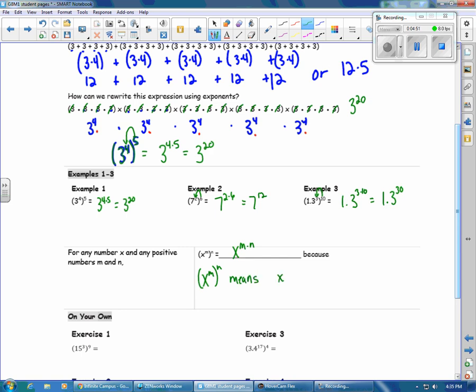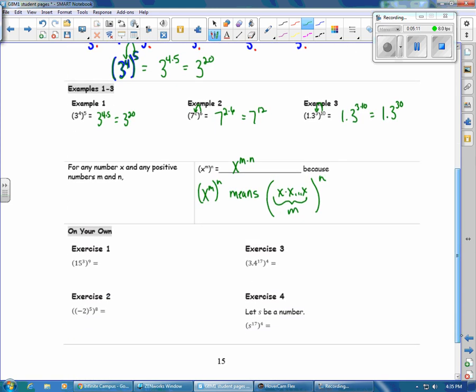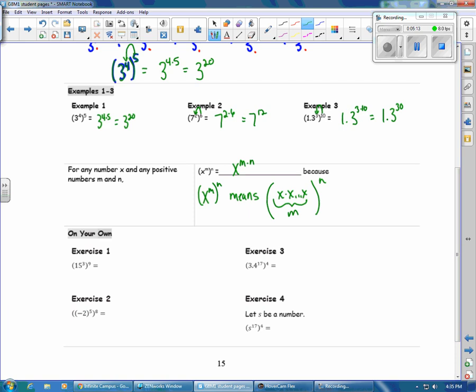I'm going to have x times x times x, m times, all raised to the nth power. That means it's going to be repeated over and over again. Hopefully that makes a little bit of sense. On your own exercises 1 through 4, I don't see any weirdness here that would preclude you from being able to do this.